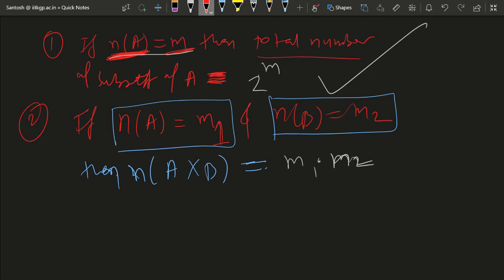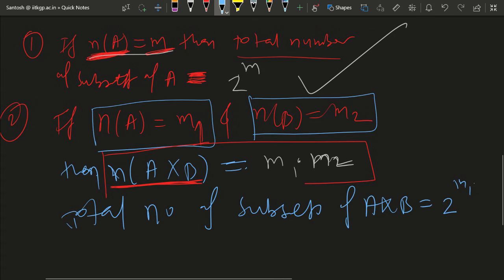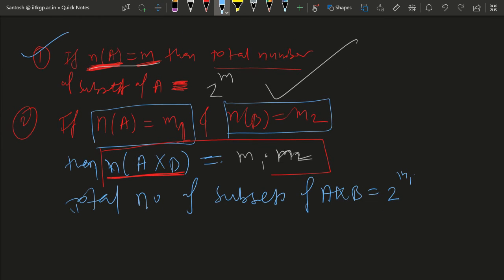So A cross B has a total of m1 into m2 number of elements. So the total number of subsets of A cross B will be 2 raised to power m1 into m2, like using the first formula. So A cross B has m1 into m2 number of elements, so A cross B will have 2 raised to power m1 into m2 subsets.